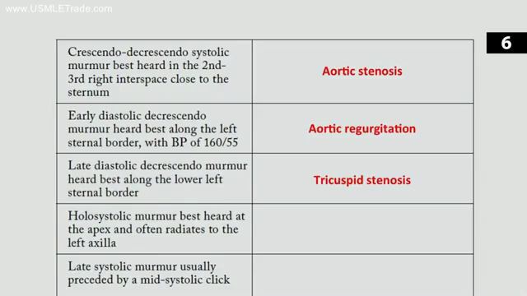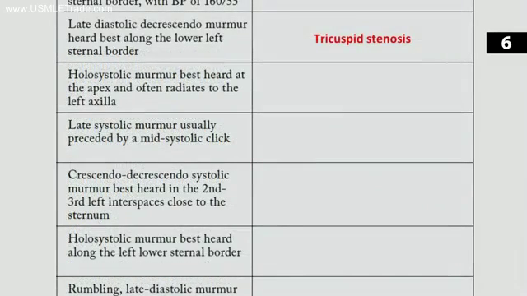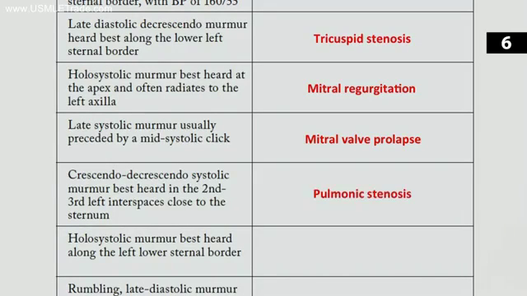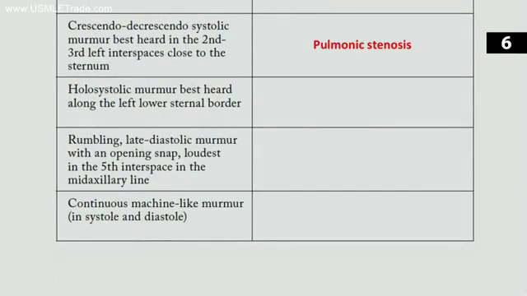Then a late diastolic decrescendo murmur, heard best along the lower left side of the sternum, would be tricuspid stenosis. A holosystolic murmur, heard best at the apex and often radiates to the left axilla, is mitral regurgitation. A late systolic murmur, usually preceded by a mid-systolic click, is mitral valve prolapse. Crescendo-decrescendo systolic murmur, heard best at the second or third left interspace close to the sternum, would be pulmonic stenosis. So it's similar to aortic stenosis, but the location is different. A holosystolic murmur, best heard along the left lower sternal border, could be either tricuspid regurg or a VSD.